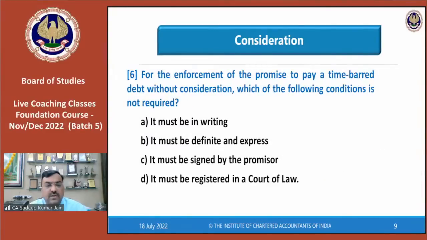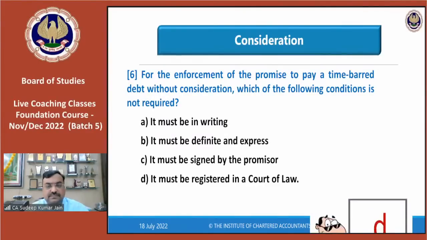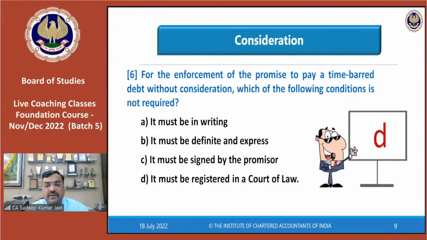Next. For the enforcement of the promise to pay a time-barred debt without consideration, which of the following conditions is not required? In writing, must be definite and express, must be signed by the promisor, must be registered in a court of law. The answer is D. It is not required to be registered in a court of law. It should be in writing, express, and signed by the promisor.